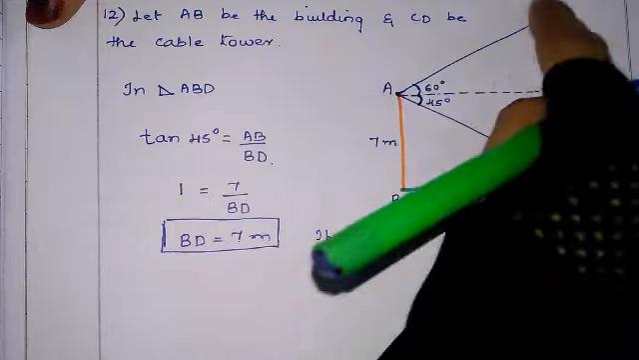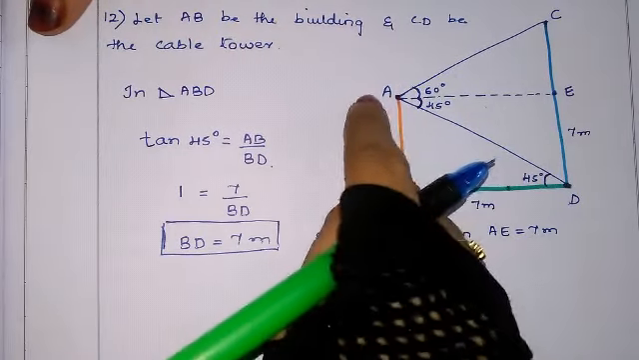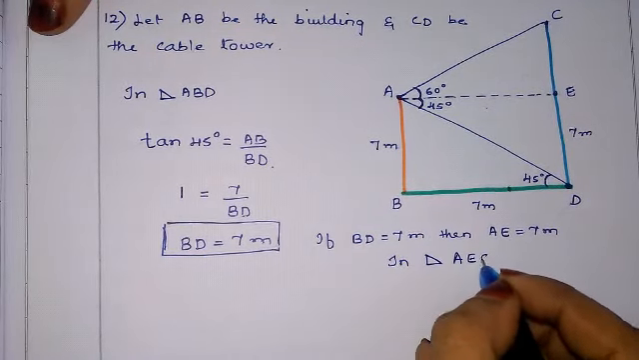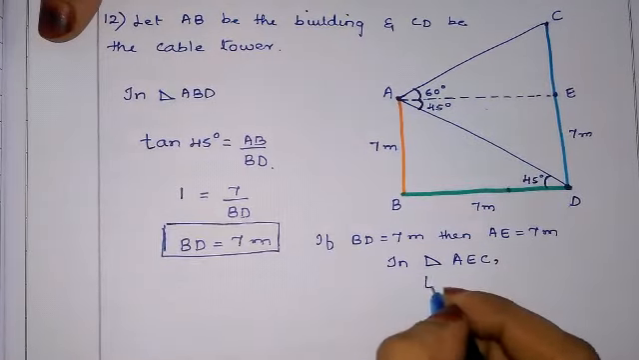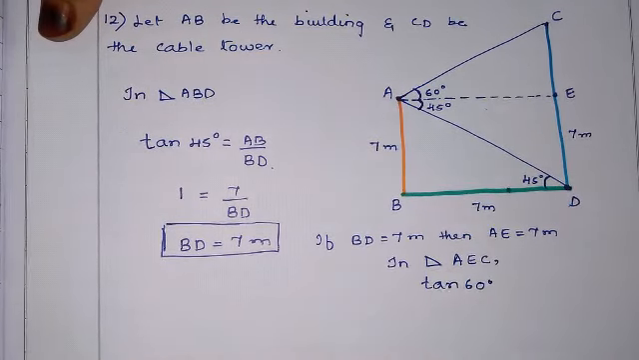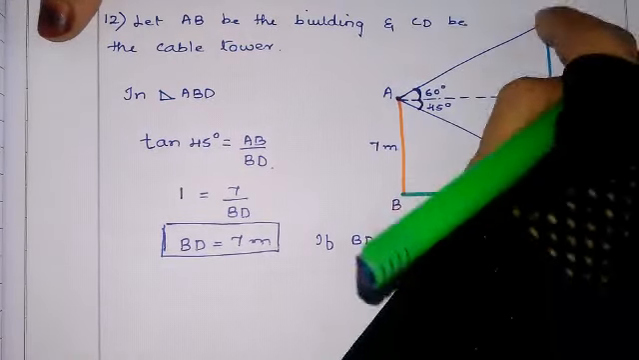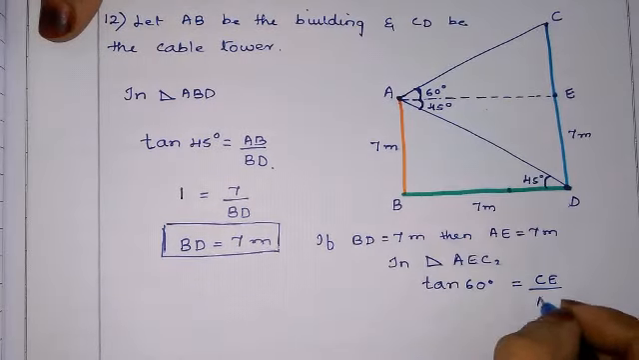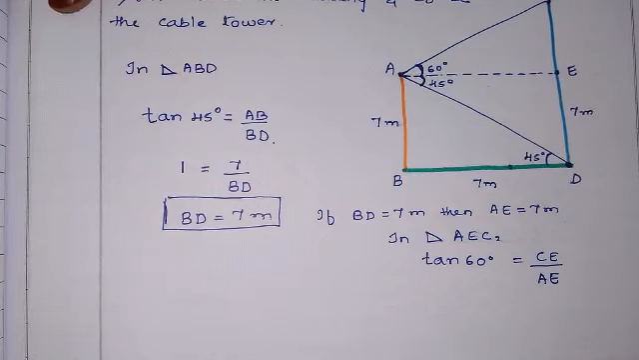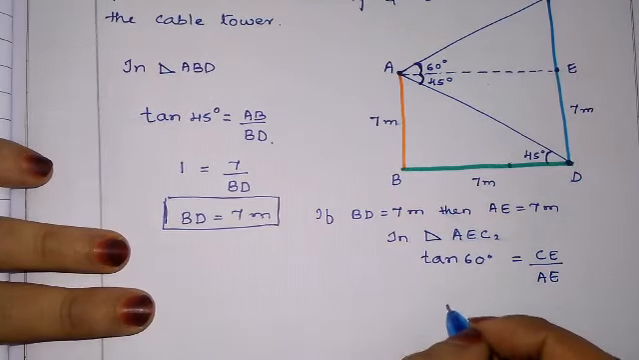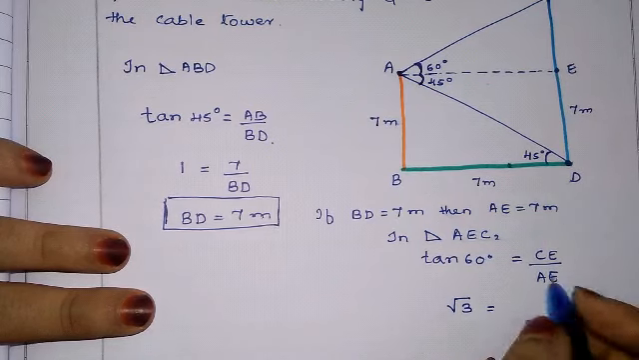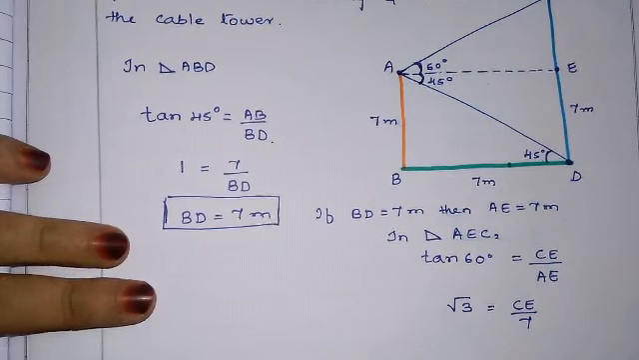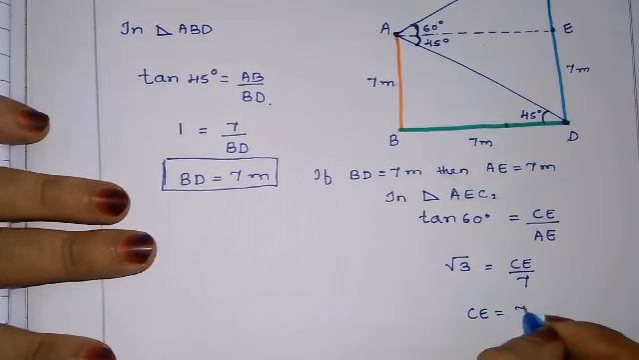Now let us take this right angle triangle AEC. In triangle AEC, tan 60 is equal to opposite side CE upon adjacent AE. Tan 60 is nothing but root 3. CE value we don't know, but we know AE just now, 7. So CE is equal to 7 root 3.